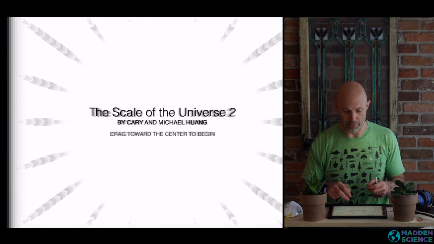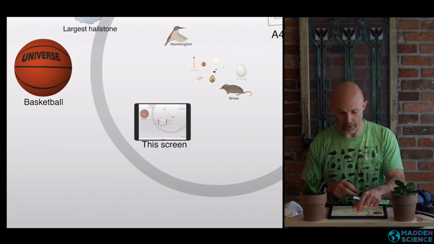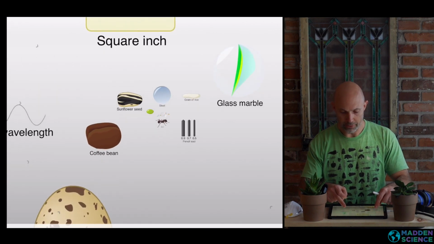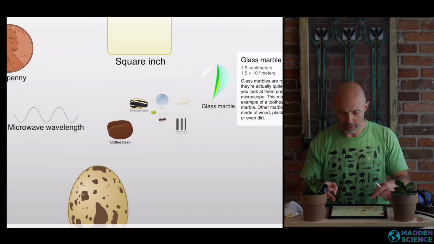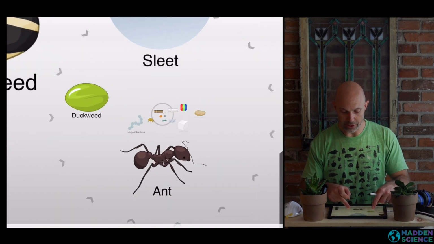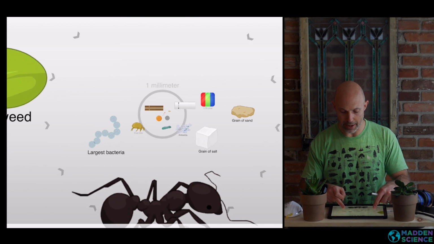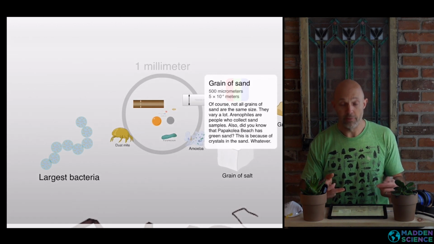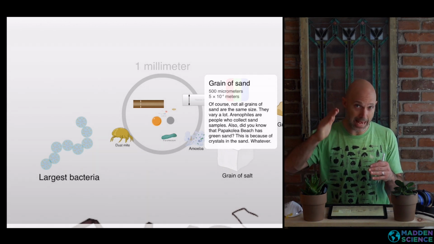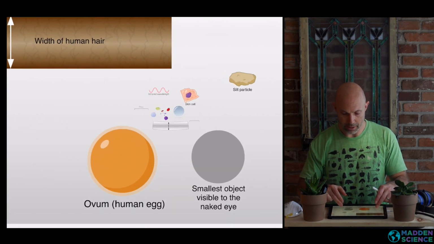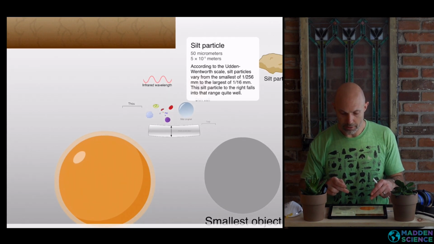All right, it's restarting real quick. So if we zoom in here, we got different sizes, right? So a glass marble coming in at 1.5 times 10 to the negative 2 meters. So zooming in just to give you an idea where we're at with particulate matter. So this grain of sand is coming in at 500 micrometers or microns. Again, particulate matter is like 10 and below generally. So 10 and below is going to give us a silt particle, 50 microns.